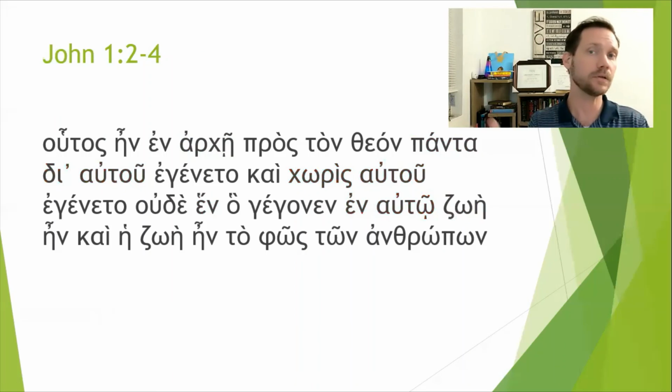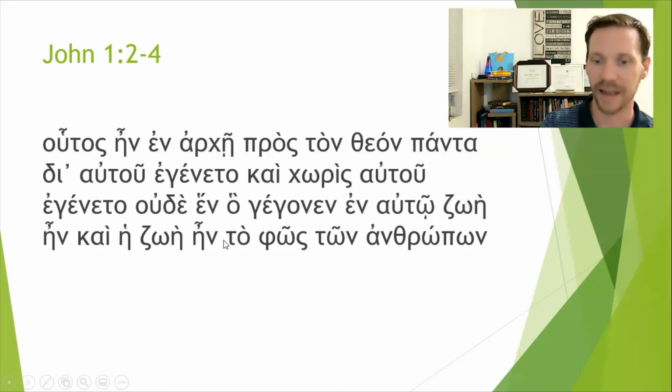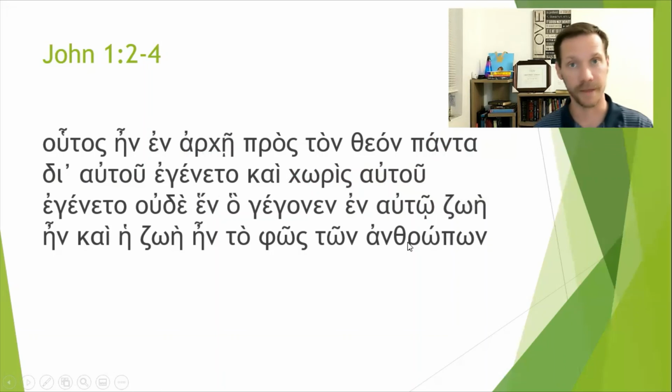So for a final translation, we might go something like this, and maybe you can see it clearly now. He was in the beginning with God. All things came into being through him, and apart from him, not one thing came into being which came into being. In him was life, and that life was the light of men.